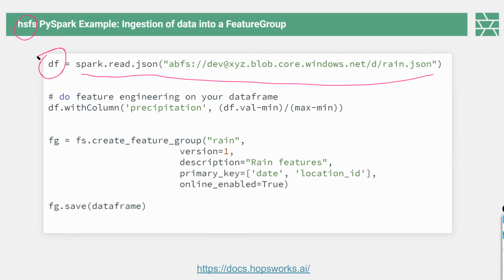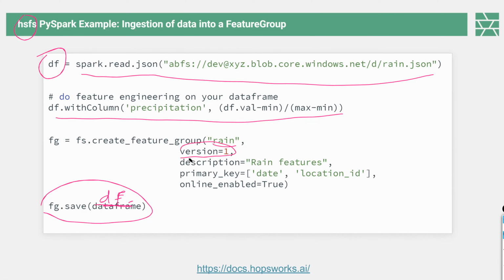So Spark is reading up this data frame containing this rain JSON object. We do a little bit of feature engineering on it. In this case, we're just normalizing this precipitation column or feature that's in that data frame at this point in time. And we're creating a feature group that we're going to save this data frame into. In fact, that should be DF. I can see a little bug on that slide. So that should be DF, for those of you who are paying attention. So the feature group that we're creating here, we're calling it rain.